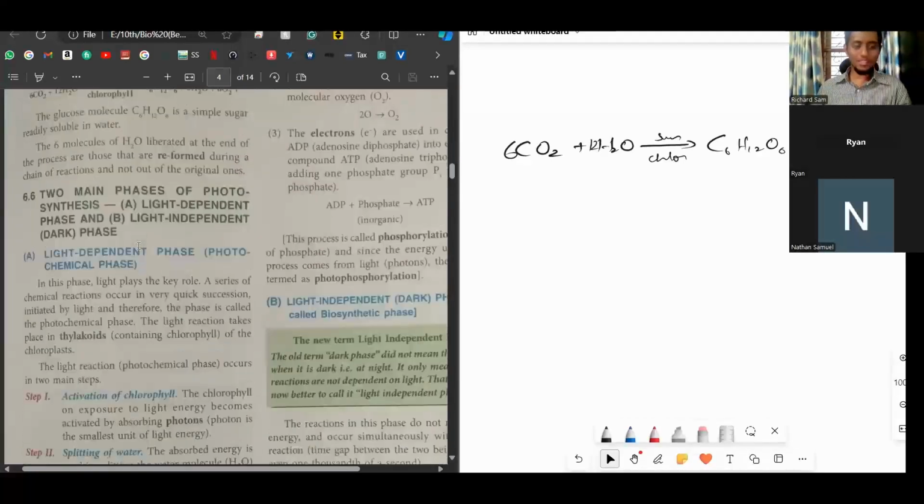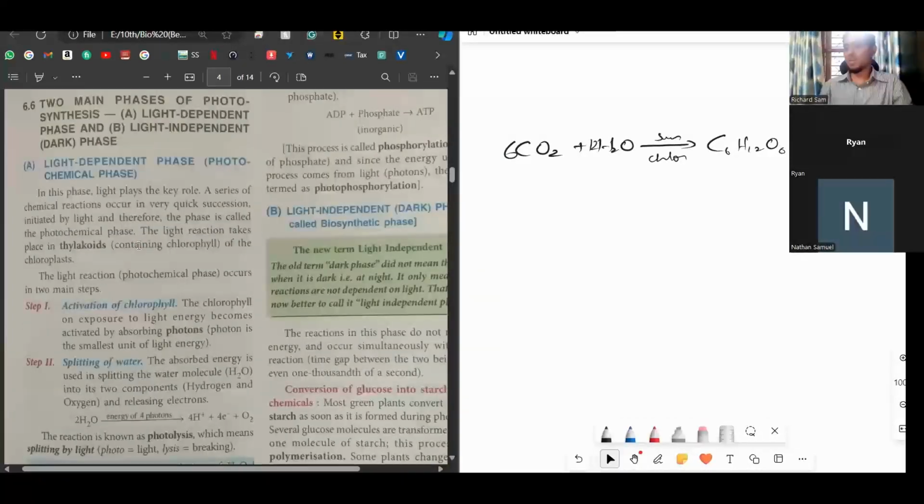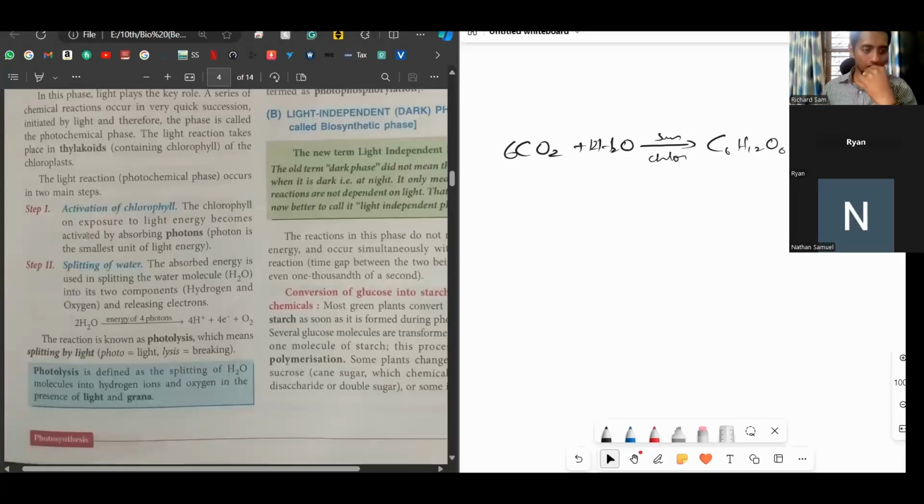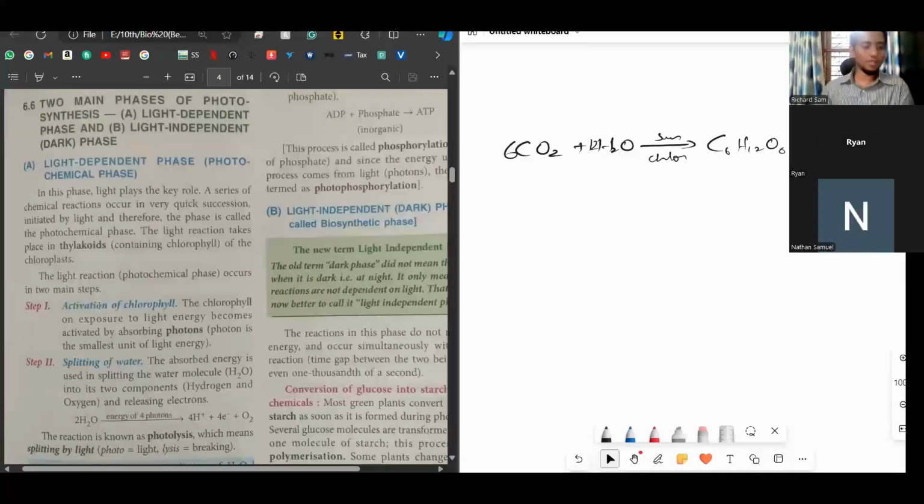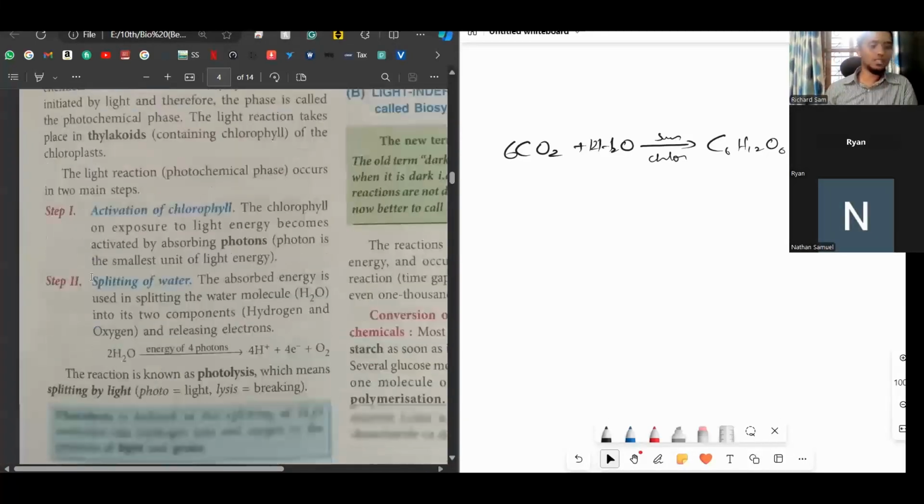Now these two reactions take place immediately, one after the other, within a thousandth of a second. Dependent and independent take place within a thousandth of a second. It means if you take 1 second and divide it into 1,000 parts, it takes place in that much time gap. So it's very fast. It's not like after 1 minute. No, it's immediate, one after the other. So let's look at the first reaction, the light dependent phase. This takes place in two steps.